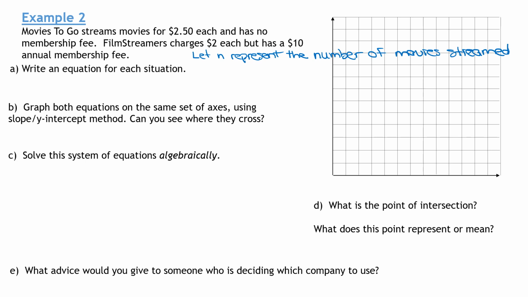What's the other variable? What's the dependent one going to be? What depends on the number of movies streamed? So don't just sit passively and wait for me to tell you the answer so you can write it down. You should be thinking about it. So pause it and think about it. You're asking yourself, what's the other variable? What's my vertical axis going to be?